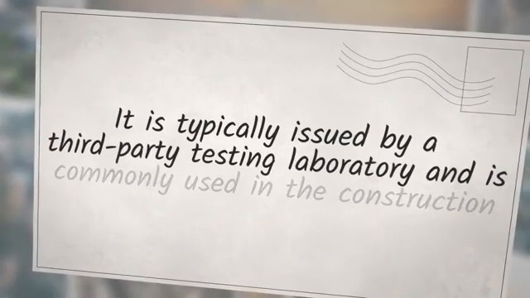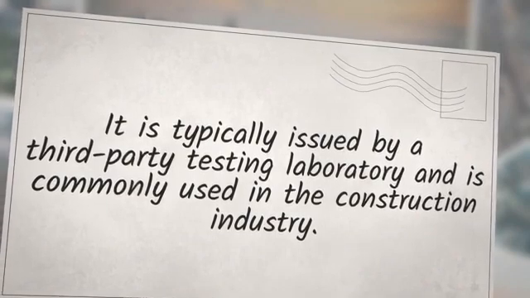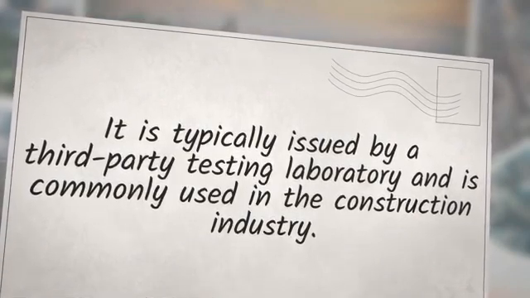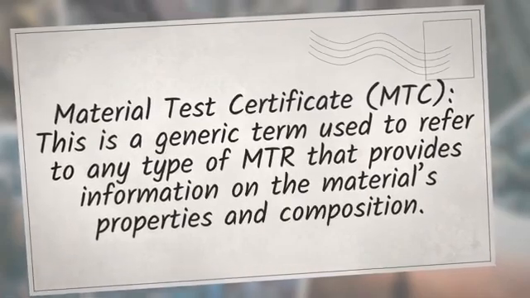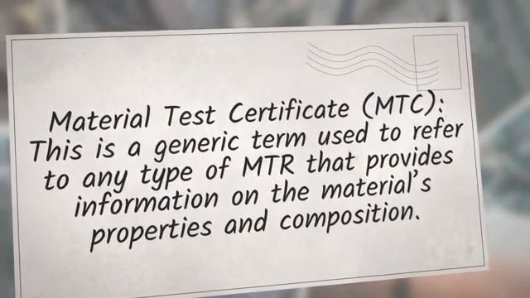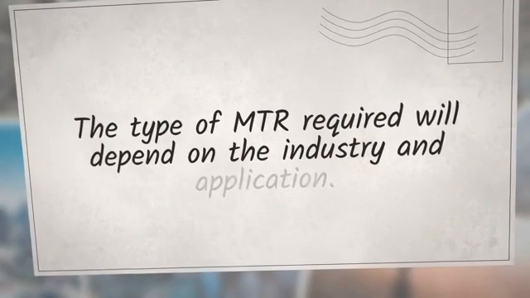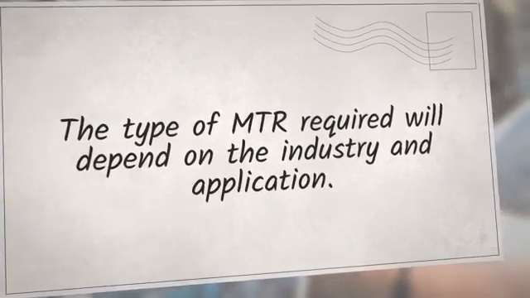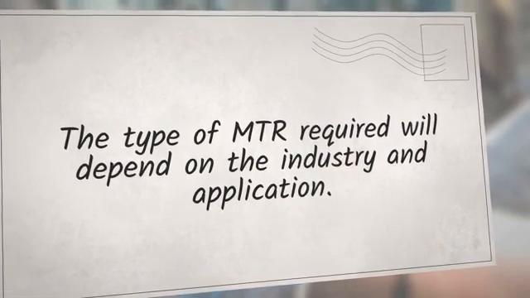Material Certification. This report certifies that the material has been tested and meets the specified requirements. It is typically issued by a third-party testing laboratory and is commonly used in the construction industry. Material Test Certificate, MTC. This is a generic term used to refer to any type of MTR that provides information on the material's properties and composition. It may include any or all of the information listed above. The type of MTR required will depend on the industry and application. It's important to verify that the MTR provided meets the specified requirements for your application.